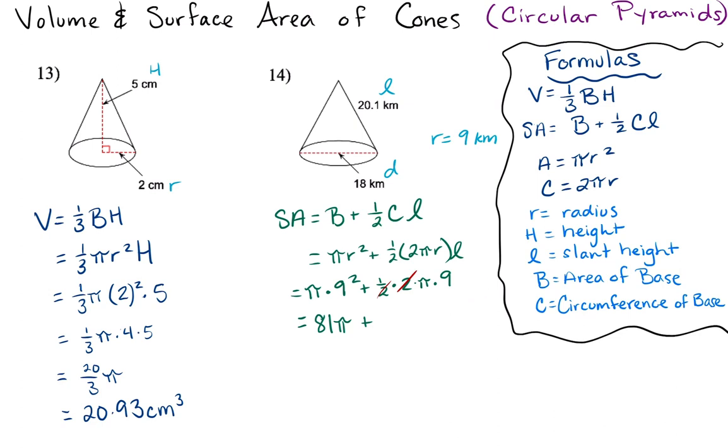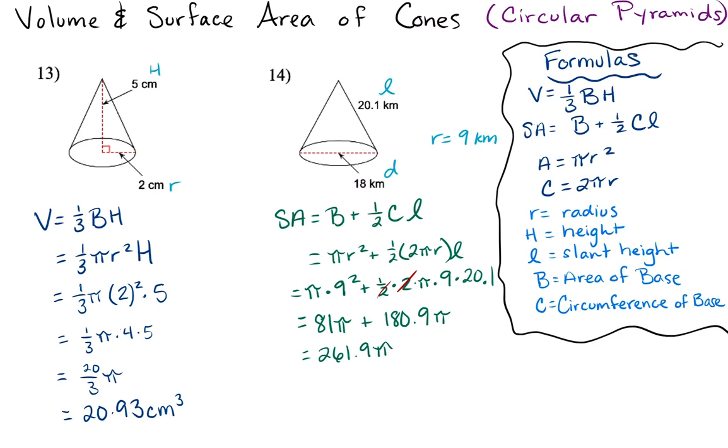Let me write this again, make sure it's clear. 9 times 20.1 is going to be 180.9. So we're going to get 180.9 times pi. I can add the 81 from the other term, and I get 261.9 times pi.